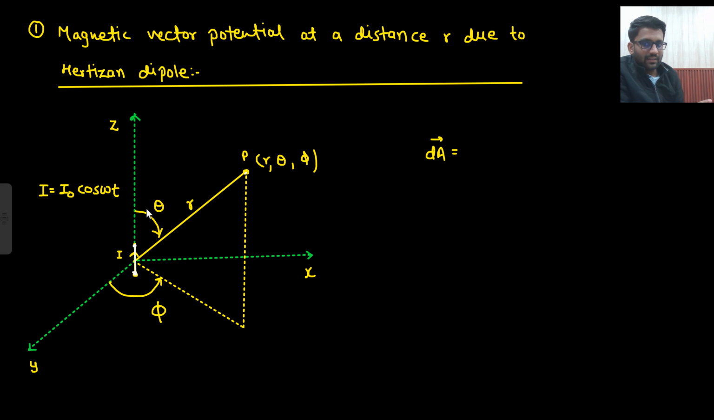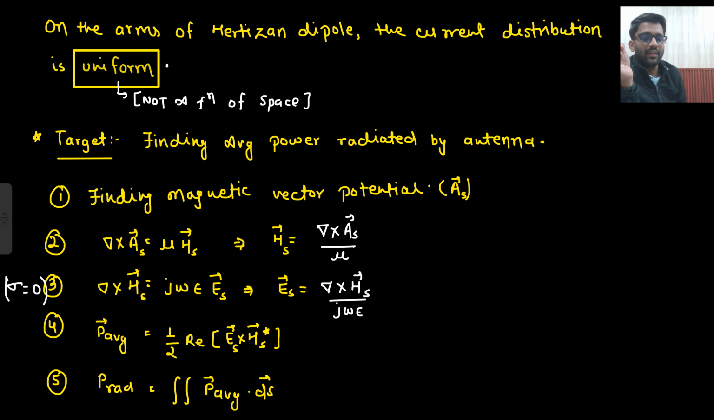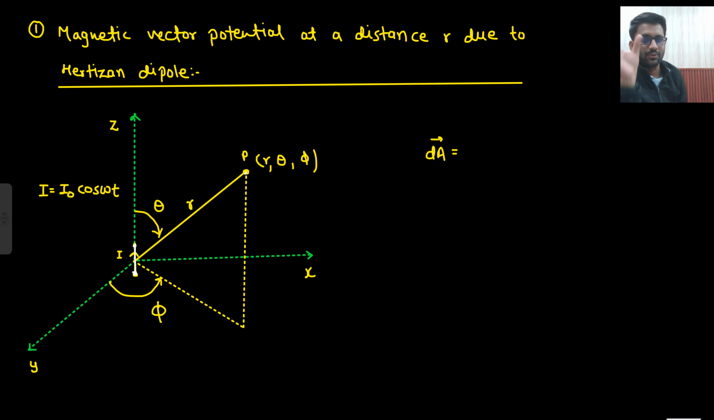Here theta is the azimuthal angle, but actually our theta is defined as the angle between the arms of the antenna and the R vector. That theta is luckily equal to the azimuthal angle, but it is not always necessary that it will be equal to the azimuthal angle. We will frame a problem where we will see it is not equal to that, right? And the current that is flowing is I naught cos omega t.